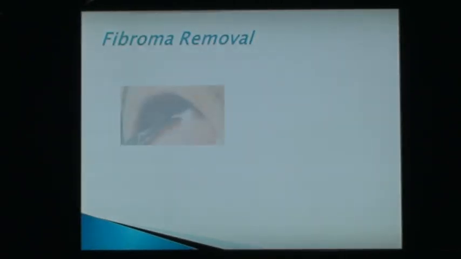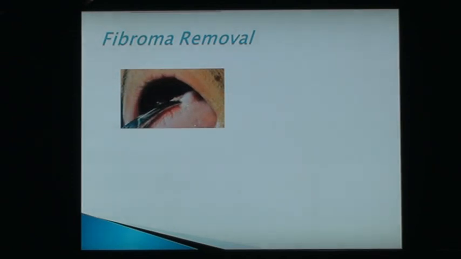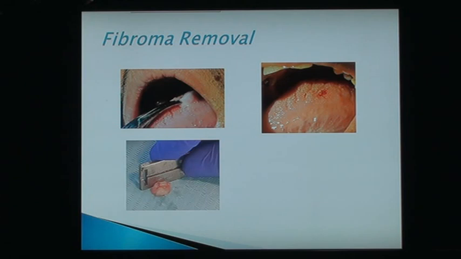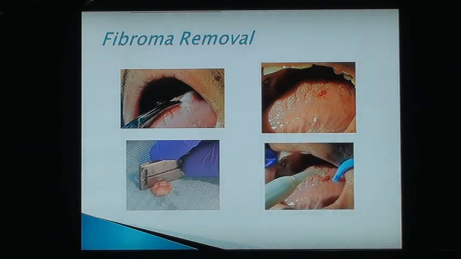Fibroma removal. This fibroma on the tongue, I removed it with erbium, no anesthesia, no pain. This is after removing it immediately. This is the size of the fibroma. After I finished, I also used diode as low-level laser therapy.